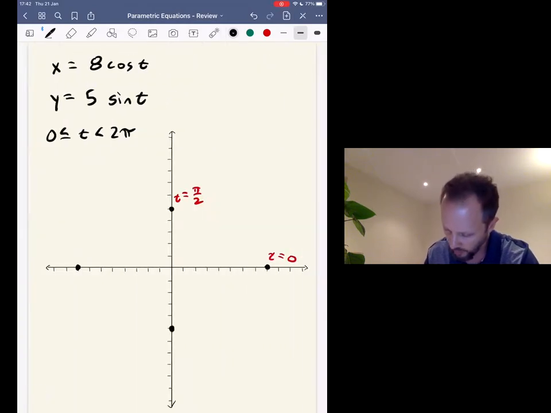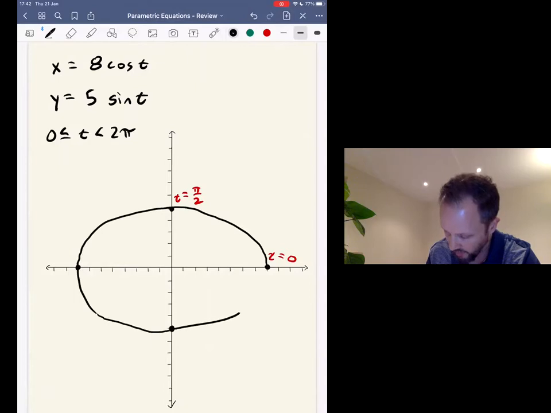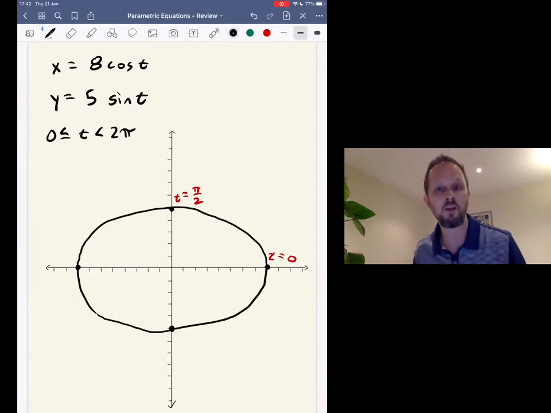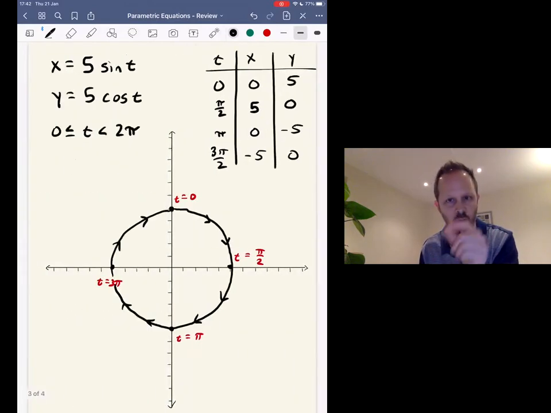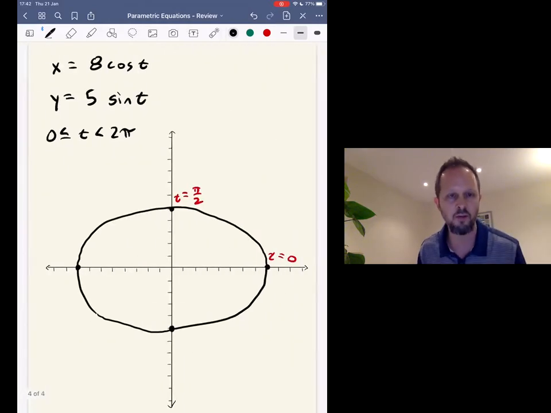This particular graph goes around like this, and you can actually see that it creates what looks like an ellipse. In fact, if you eliminated the parameters using a little bit of trig identities, what you would probably use for both of these is cosine squared plus sine squared equals 1, and then substitute in x over 5, y over 5, or x over 8, y over 5, and you'd end up getting equations of circles, equations for an ellipse in this particular case.